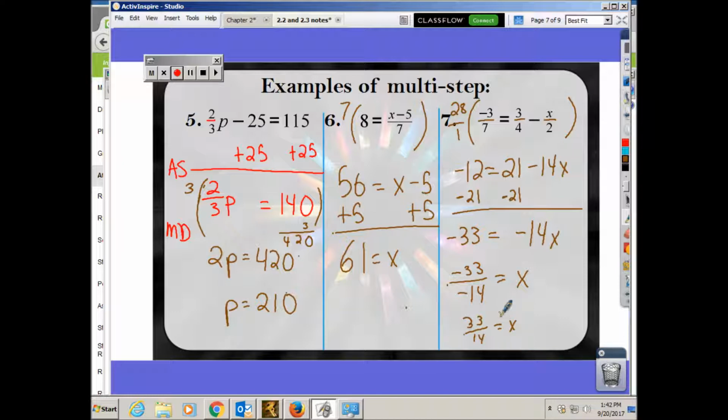If when you divide, you say, Mrs. Falk, I'm not rewriting negative 33 over negative 14 because I know that a negative divided by a negative is a positive, and I don't want to write that extra step, I'm fine with that. Okay? If you do write this, then hopefully you're like, oh yeah, 2 negatives equal a positive.